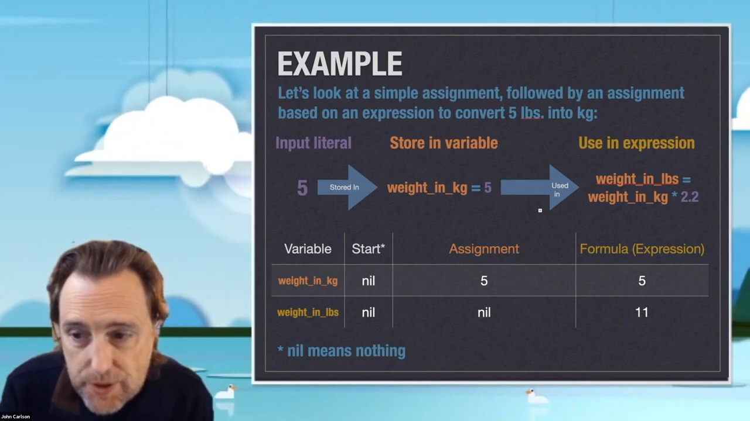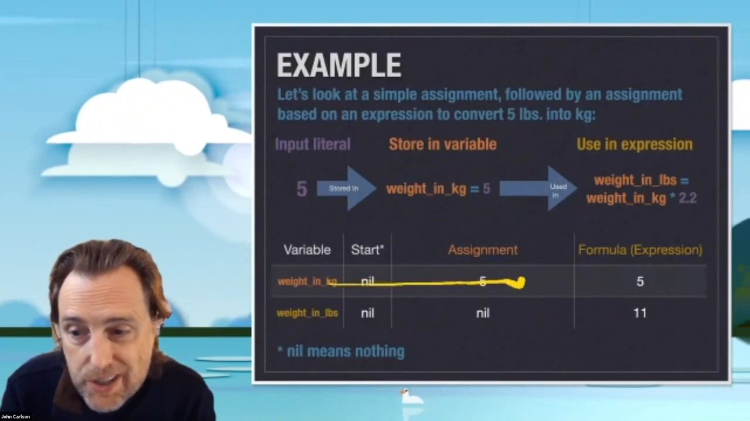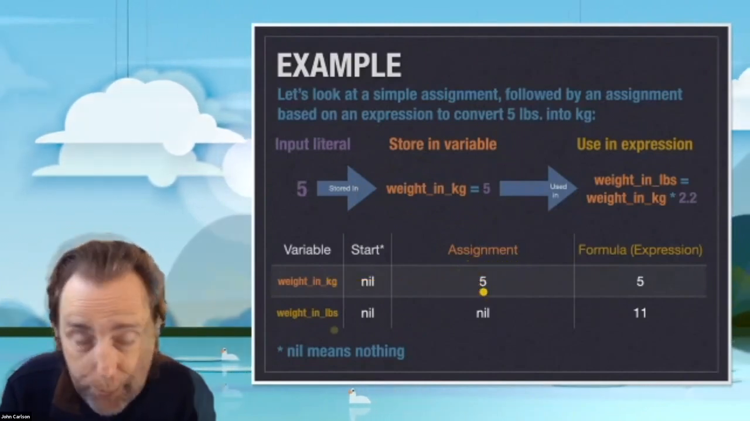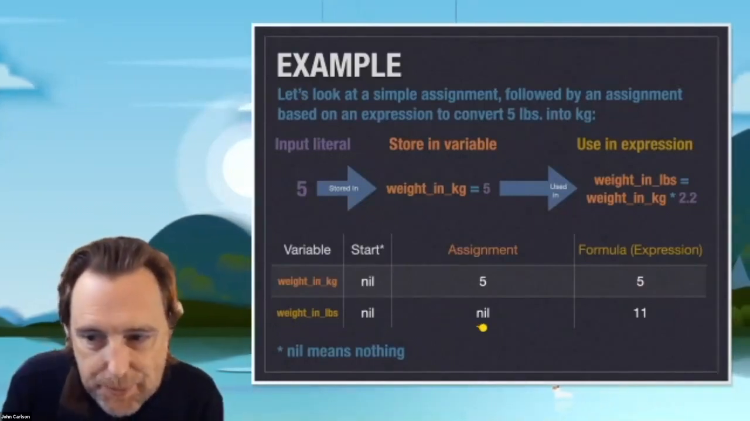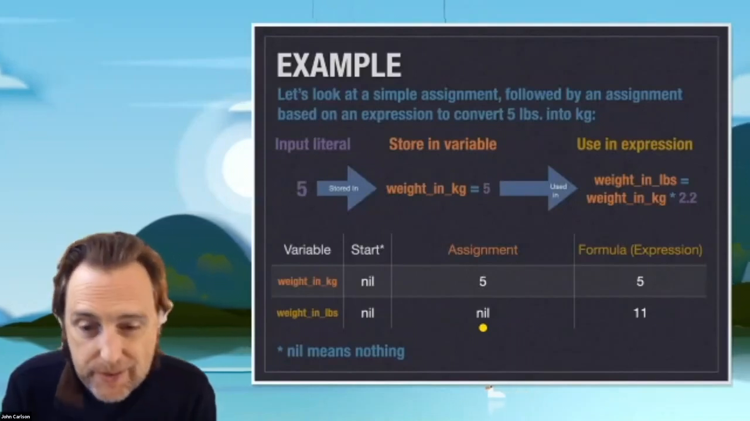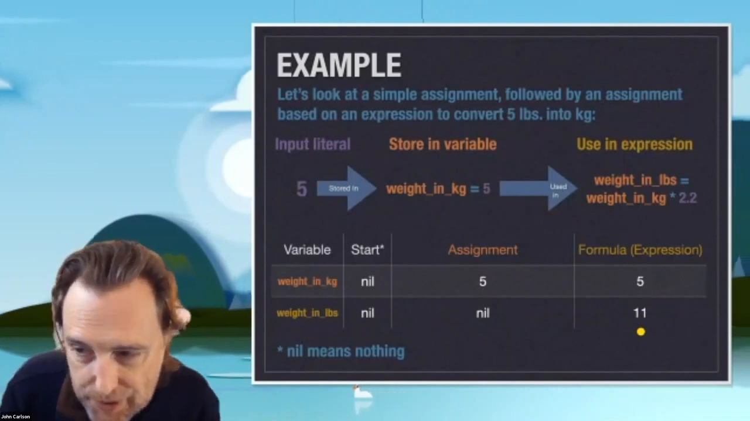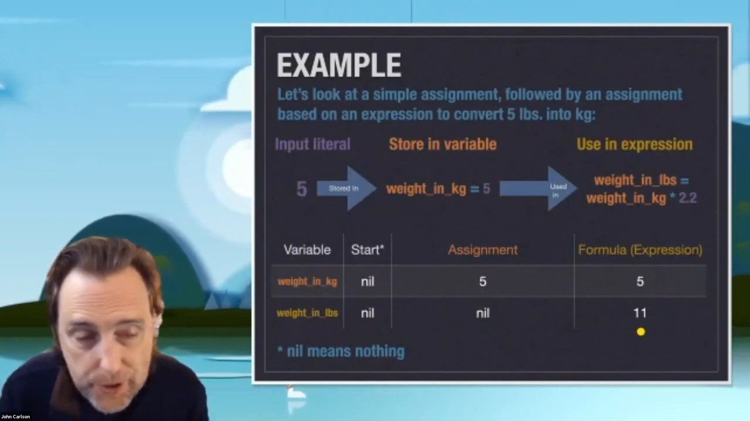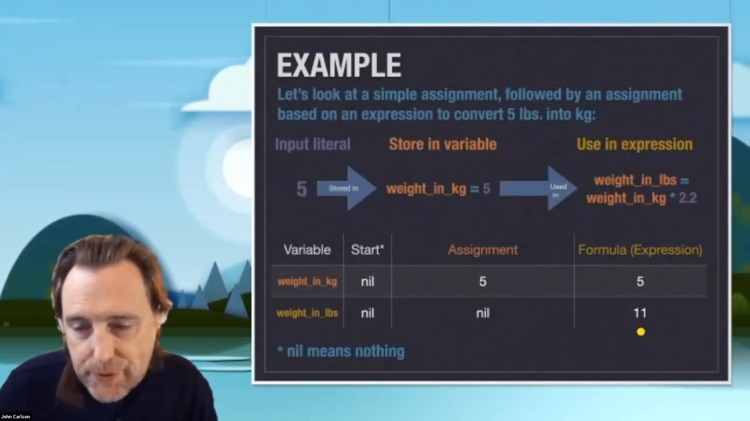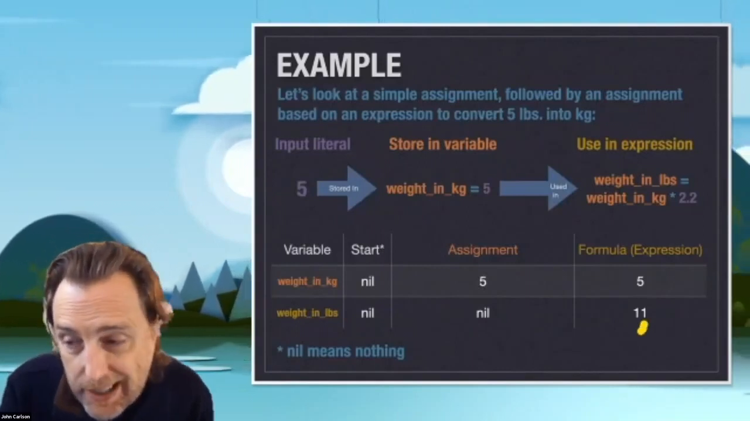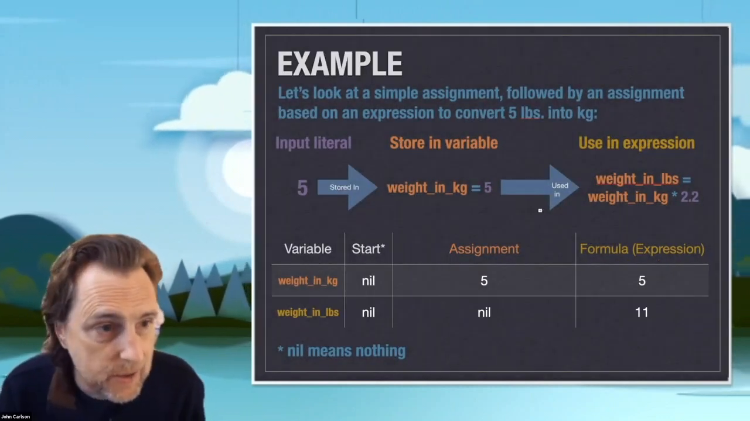So step 2 is I'm putting the literal into a variable. At this point, weight in kg has the value 5. If you look at weight in pounds, it starts out with the value nil. After step 2, it still has nil in it because we haven't done anything with weight in pounds. We do something with weight in pounds finally in the 3rd step. We multiply weight in kg by 2.2, the result's 11. So weight in pounds will have the value of 11 after the formula is executed. Weight in kg still has the value 5 because the formula doesn't change the value in weight in kg.